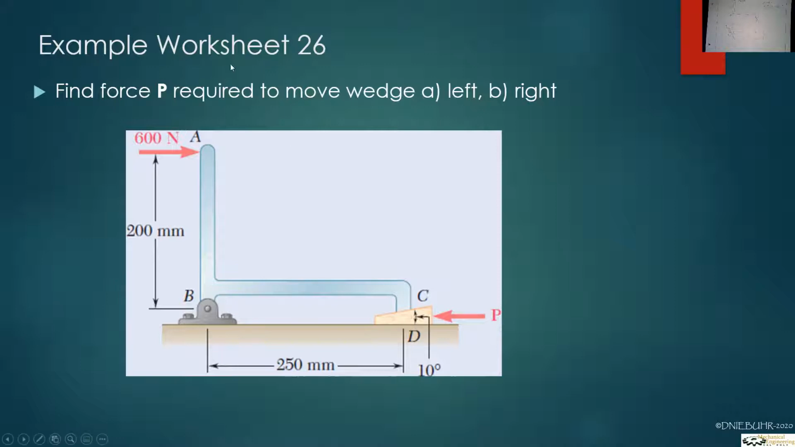Now you're going to have to sum the moments about B, which is fairly easy. You know that 600 times 200 is going to be the same as whatever this reaction is times 250. And then you have to account for the angle, and then you have to account for what's at D. So I would suggest try the problem, work it out, see how far you get, and then come back.